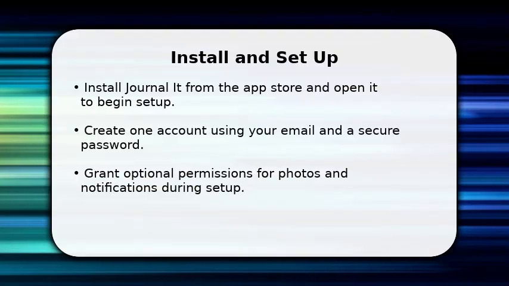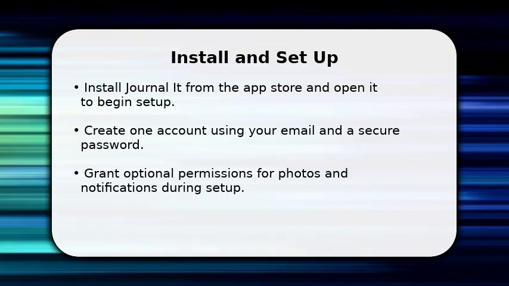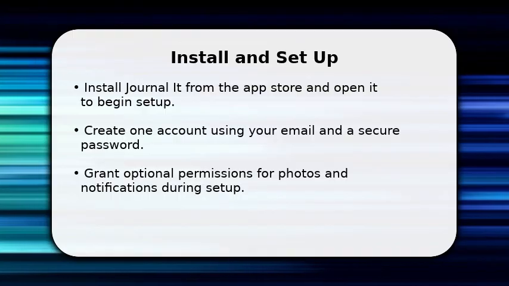Install Journalit from the App Store and open it to begin setup. Tap Create Account and add one email and a secure password. Verify your email in 5 minutes to activate the account. Choose a 4-digit or strong passcode for quick access or enable biometric unlock.